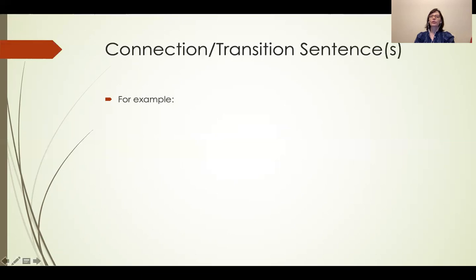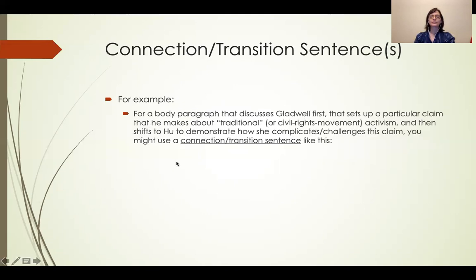Okay, and so an example of a connection transition sentence, one that would make sense for essay 1. So particularly for a body paragraph that discusses Gladwell first, that sets up a particular claim that Gladwell makes about, let's say, traditional, or civil rights movement activism, and then shifts to Hugh for the second half of the body paragraph, to demonstrate how she complicates or challenges that particular claim of Gladwell's.